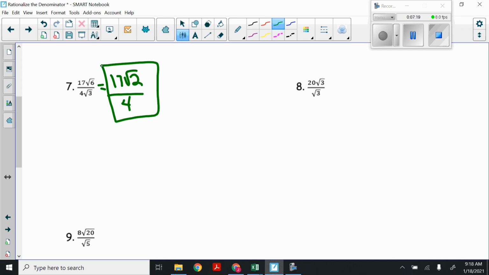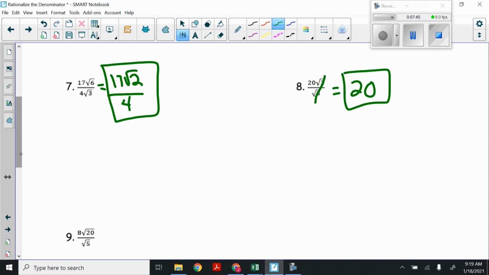There's our answer. So remember, be looking for these 4 rules that we talked about and which one is the easiest, okay? It's going to give you less work. Number 8, 20 square roots of 3 divided by the square root of 3. Okay, what's the square root of 3 divided by the square root of 3? 3 divided by 3 is just 1, right? Or they cancel each other out. And I'm just left with 20.